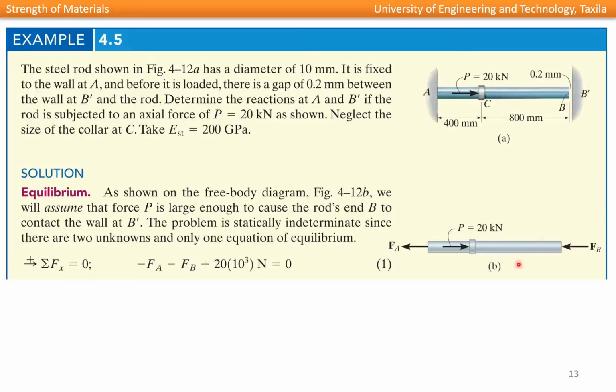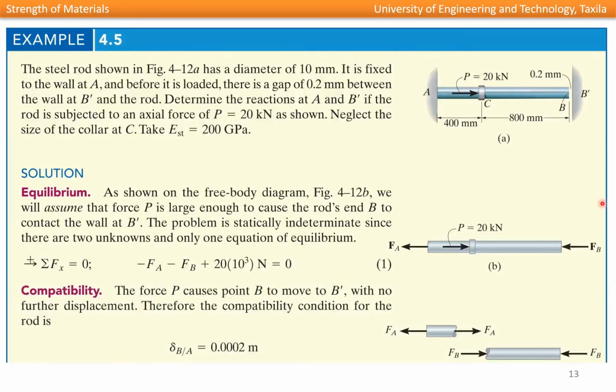So if we look here at the free body diagram of this rod, and apply the equation of equilibrium, considering the right direction positive, the equation becomes minus Fa minus Fb plus 20 times 10 raised to power 3 newtons. We have converted kilonewton into newton by multiplying with 10 raised to power 3. So this is our equilibrium equation for this case.